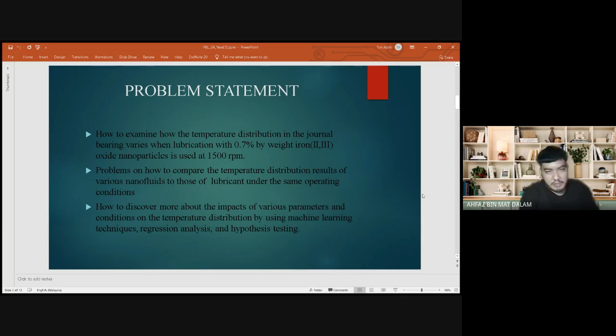So, problem statement. First, how to examine how the temperature distribution in the journal bearing varies when lubrication with 0.7% by weight iron oxide nanoparticles is used at 1500 RPM. Next, how to compare the temperature distribution results of various nanofluids to those of the lubricant under the same operating conditions. And lastly, how to discover more about the impacts of various parameters and conditions on the temperature distribution by using machine learning techniques, regression analysis, and hypothesis testing.